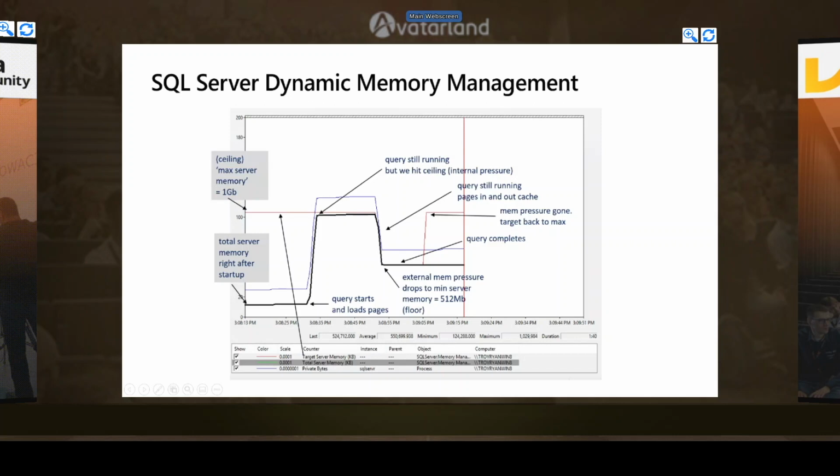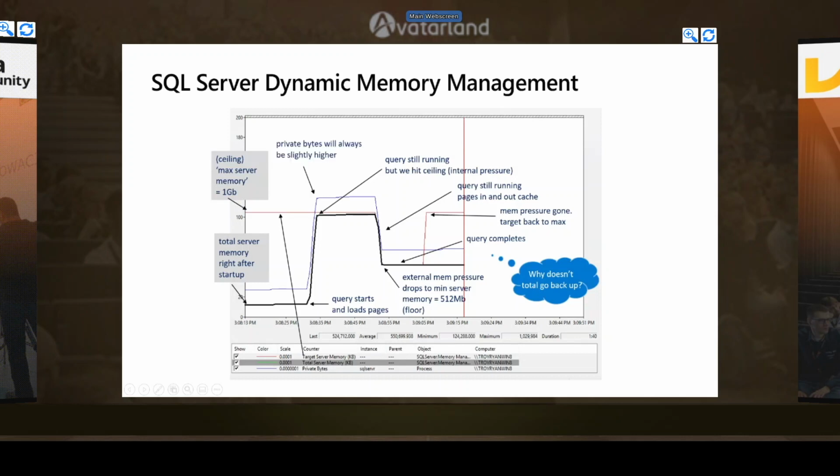But let's say that the external memory pressure is now gone. So notice that the target goes back up to the 1 gig level. But notice that the total does not. Why doesn't the total go back up immediately? That's because I'm not running a query that needs memory. In other words, if I have to lower my ceiling and deallocate memory to get down to that floor, when the ceiling goes back up, I'm not going to raise my total back up to the ceiling unless I need memory. So if another query kicked in, that black line could go back up to that red line.